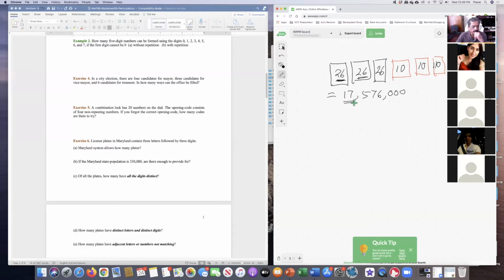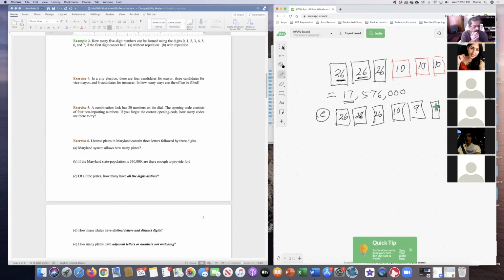Of all those plates, how many have all the digits distinct? Part C. So you have to start over and draw the same 6 boxes. Now the letters can still be 26 times 26 times 26, but the numbers are distinct. Still 10 goes here. What's the number for the second one? 9, and then 8, because the same symbol cannot repeat.